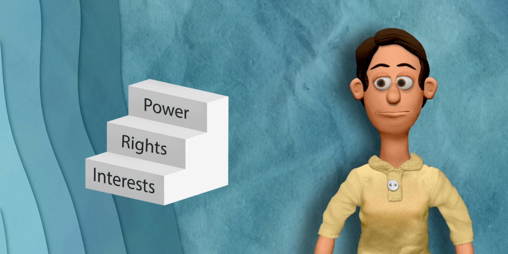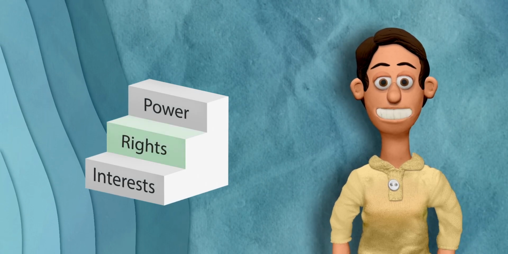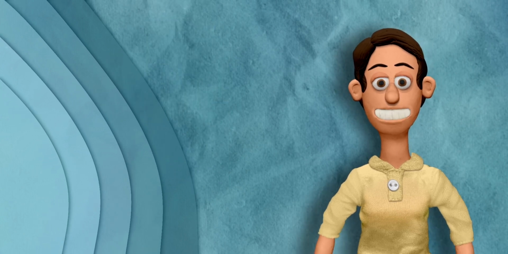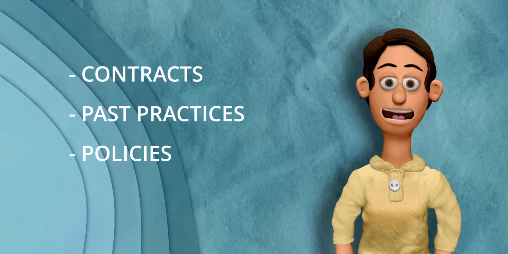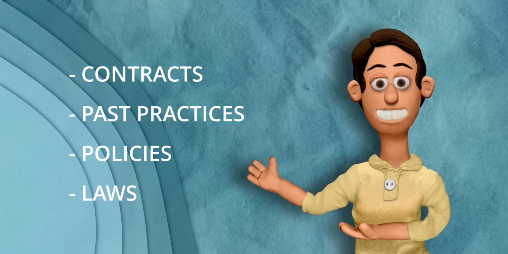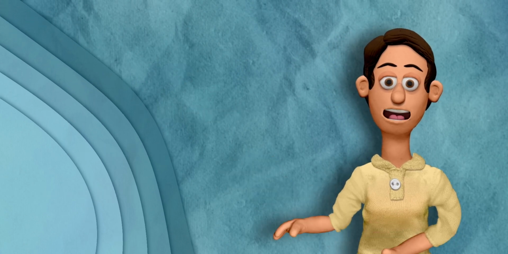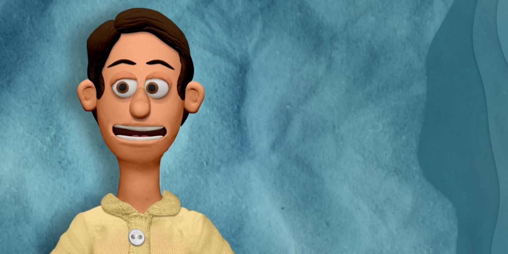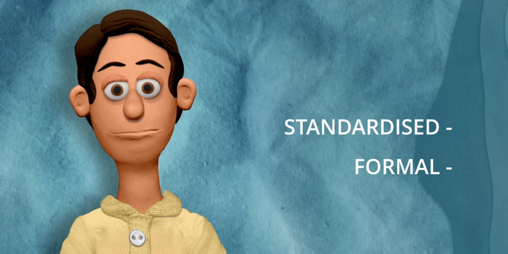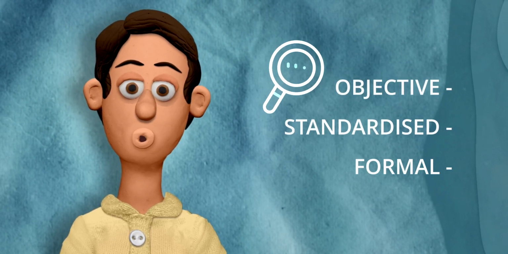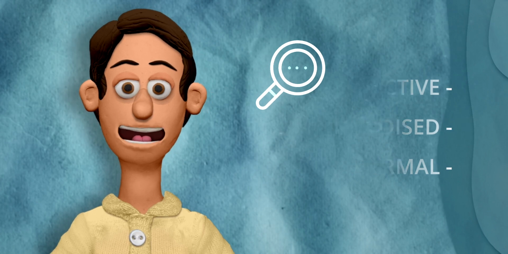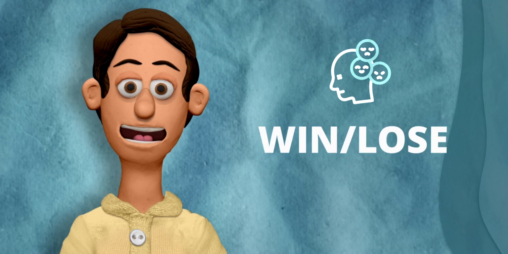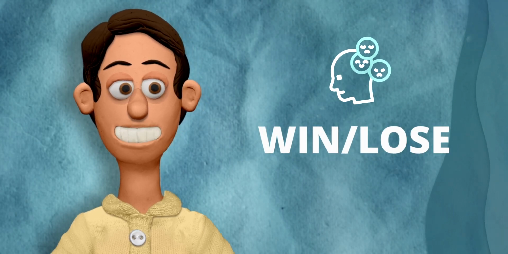The second step, the rights-based approach, focuses on the rights of the people involved. It looks at their contracts, past practices, policies, and laws, and is thus adversarial in nature, for some rights are superior to others. This approach comes in various forms of formal, standardized, and more or less objective investigations, like litigations and arbitrations, mostly leading to a win-lose outcome that harms relationships.